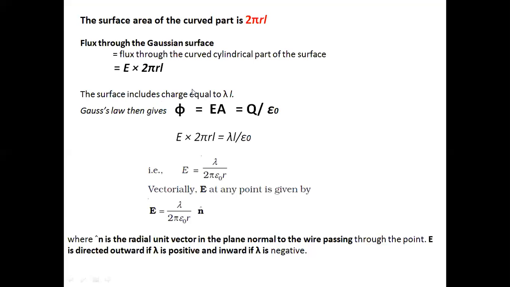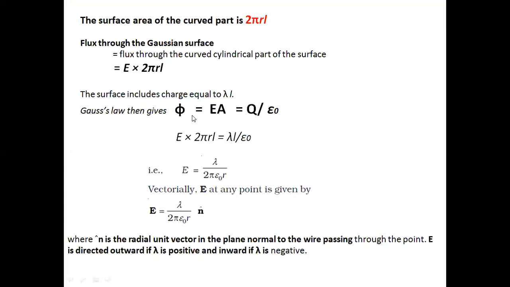So flux phi, the charge Q, is equal to lambda into L. So according to Gauss law, flux phi is equal to E into A is equal to Q divided by epsilon naught. So E into A, that means 2 pi r L, is equal to Q, that is lambda into L divided by epsilon naught.